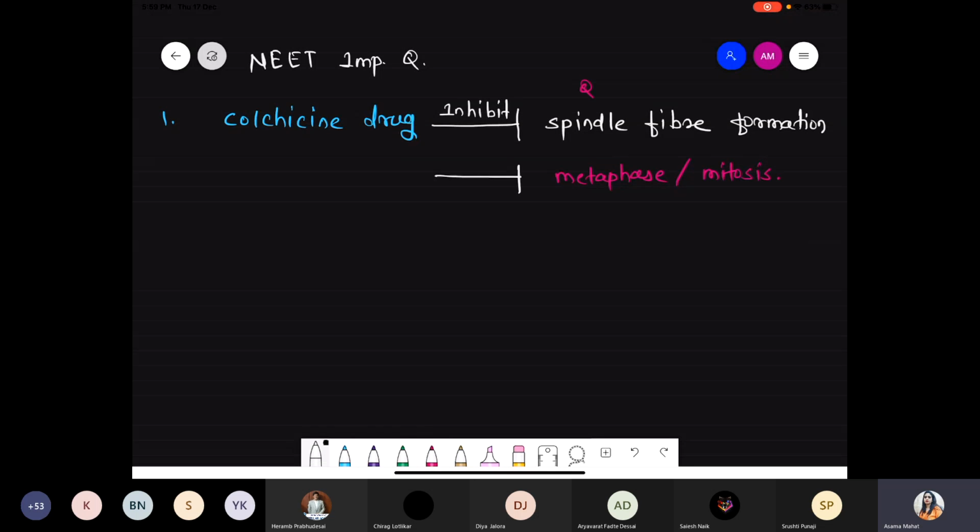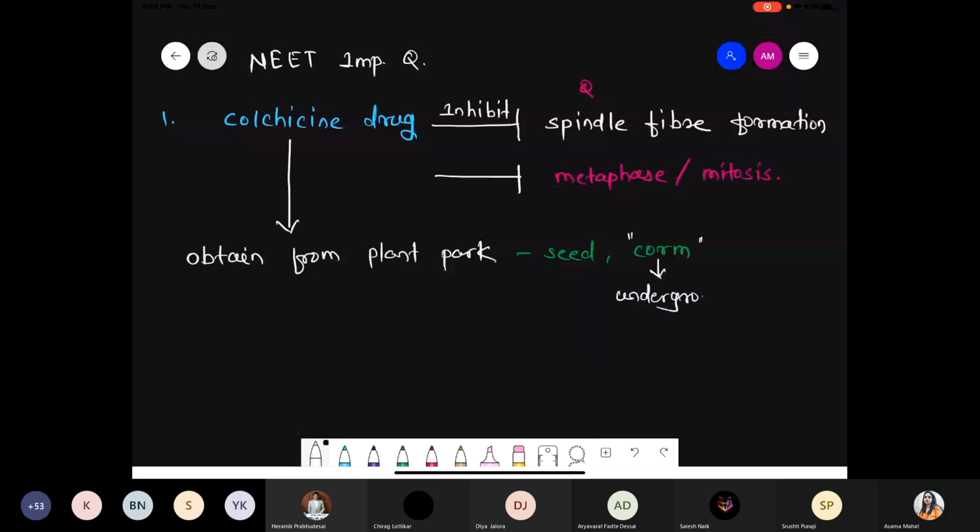Okay? Now, this drug colchicine is obtained from plant parts, like the seed and the other one, the corm. When we start the morphology chapter, at that time we will discuss the meaning of corm. Corm is basically an underground stem. We'll discuss that part later when we start morphology. So colchicine is the name of the drug, and it is obtained from plant parts. Which parts? Number one, the seed, and the other one, the corm. C-O-R-M, not N, it's M, corm. Corm is an example of an underground stem.